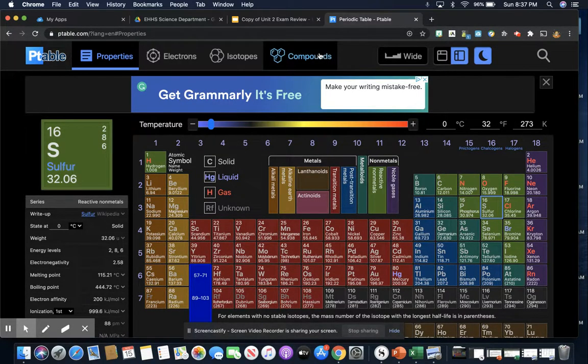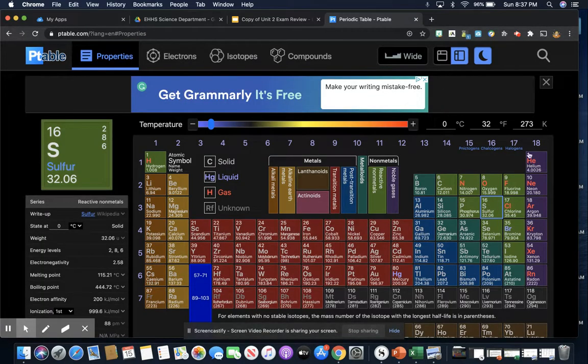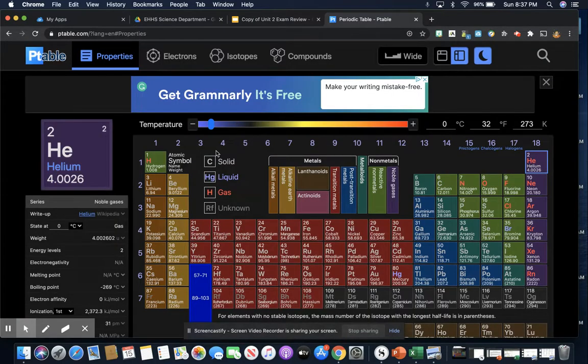So I'm going to start here with 1s, and I'm going to go across both of them. So I'm going to say 1s2 for sulfur. Okay, so we're going to keep reading the book. So 1s2. Come down to, we're in the S block again. I'm going to go across both of them. So I'm going to say 2s2. Come back. So 2s2, I've gone across both.